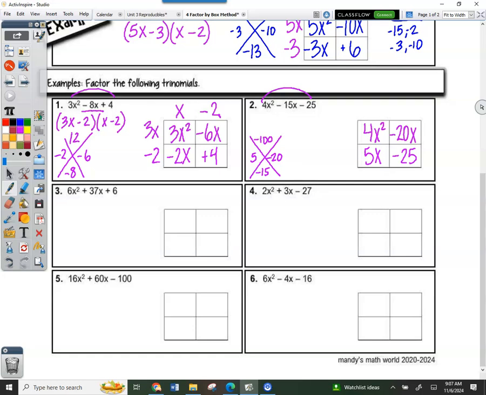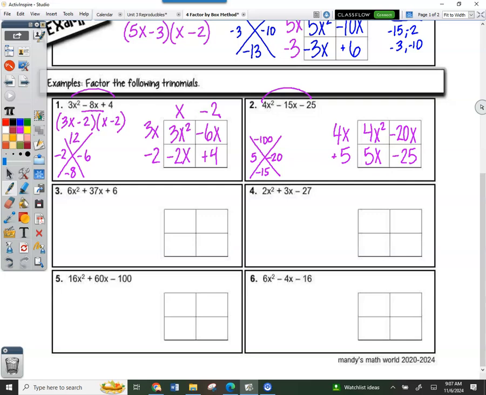Alright, I'm gonna put the answer on the board. Here we go. GCF across the top row, 4x. GCF across the bottom row, just 5. And you can put a positive there if you need to, but it's just 5.